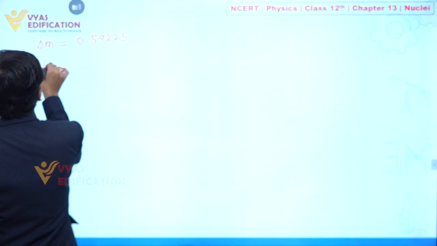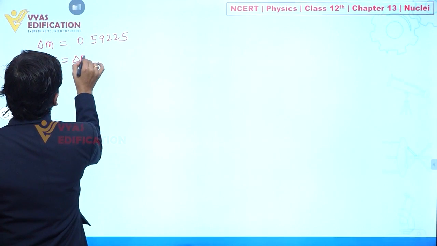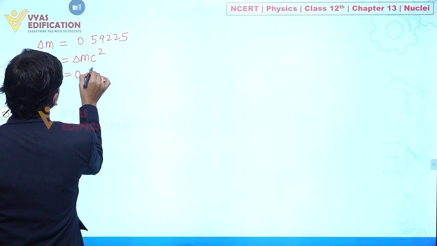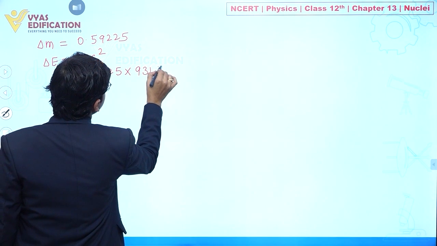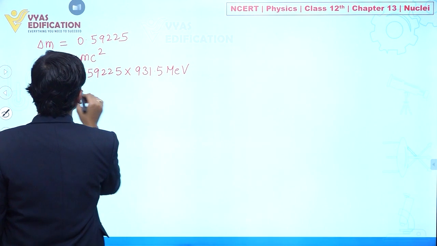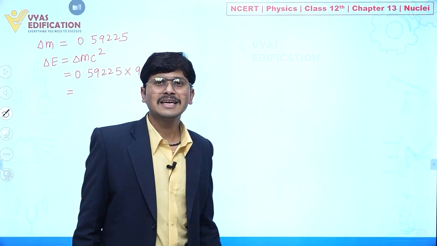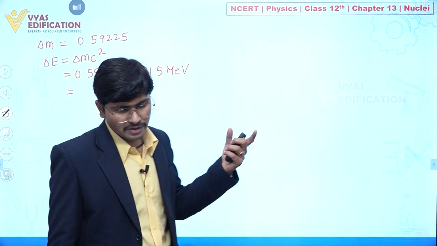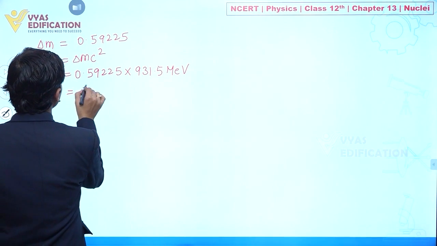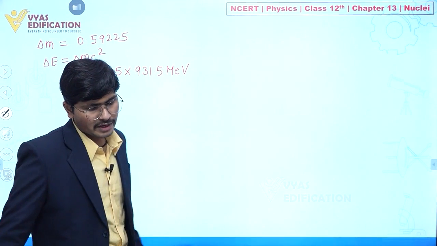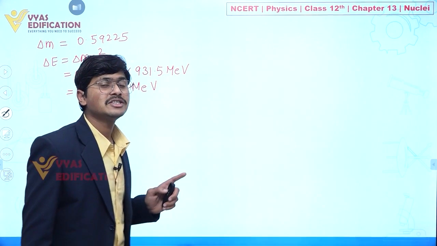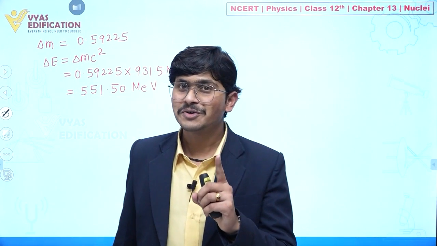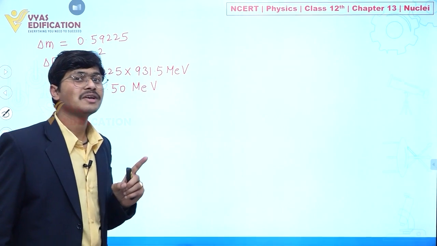But our objective is to find the binding energy. So binding energy delta E should be equal to delta M C squared. Clear, 0.59225 multiplied by, now we can convert this into million electron volts, so this is near about 0.59225 times 931.5. If you calculate, you will find this value: 551.50 million electron volts. Now listen very carefully, this is the binding energy of one nucleus, yes or no? This is the binding energy of one nucleus. Clear.